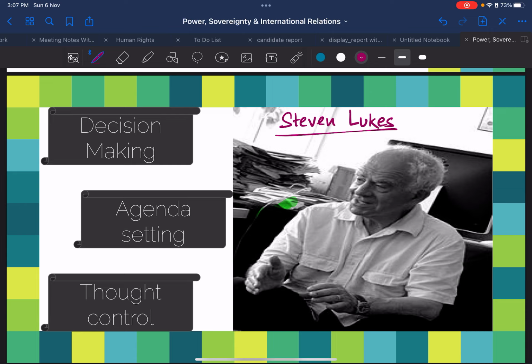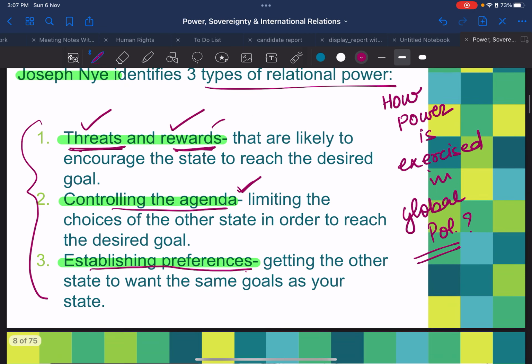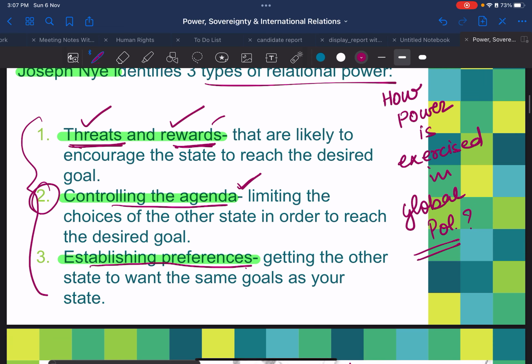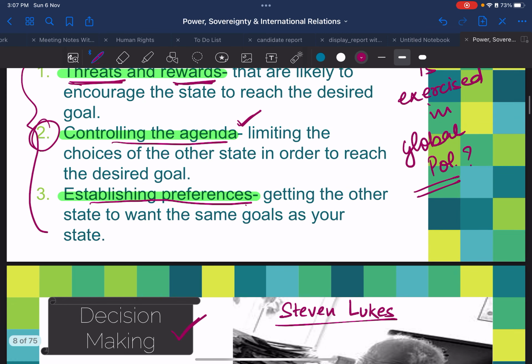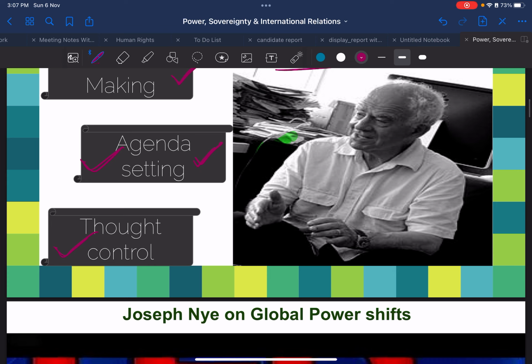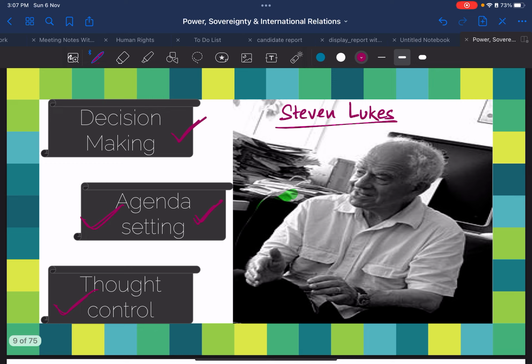He says decision making, that is how country A is influencing its decisions on country B. Agenda setting, the same as what we discussed here, controlling the agenda, what we were discussing in point two. That's the same as agenda setting over here. Thought control, that means establishing preferences. So this is almost the same. Now he also called these three things three faces of power or three dimensions of power. This analyzes how power is exercised in the real world, as I said. So first, power can involve the ability to influence the making of decisions.